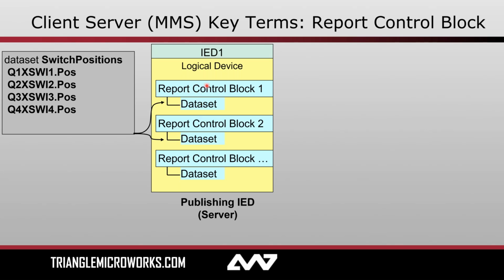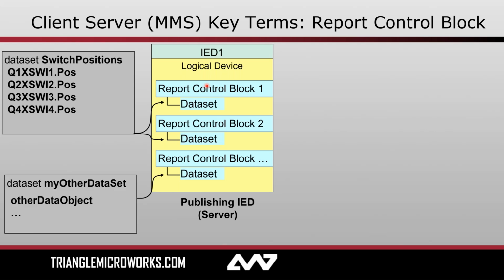Next, I'm going to associate that data set with different report control blocks on that IED. Report control block, that's just the term that we use within 62850 for an actual report that's going to be sent up to our clients. I might have other report control blocks that are associated with other data sets. This is totally configurable by you, but it's not uncommon to have one data set associated with multiple reports.